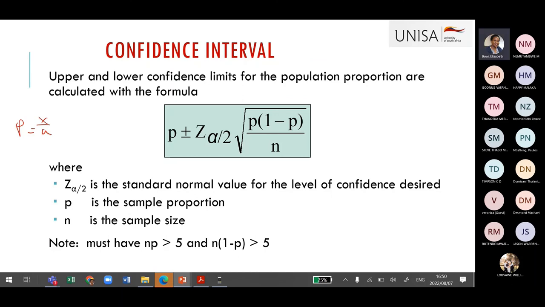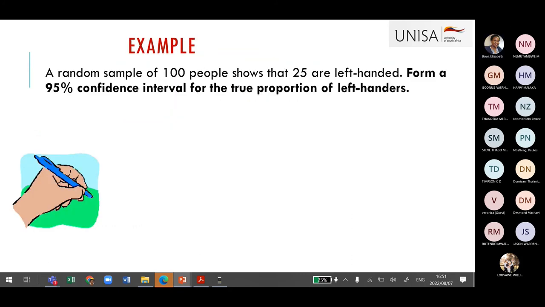So the formula: your point estimate, the sample proportion, plus or minus the critical value. Like I said, we use the Z value. So our critical value, Z alpha divided by 2, times the standard error, which is the square root of your sample proportion times 1 minus the sample proportion, divided by n. Let's look at an example.